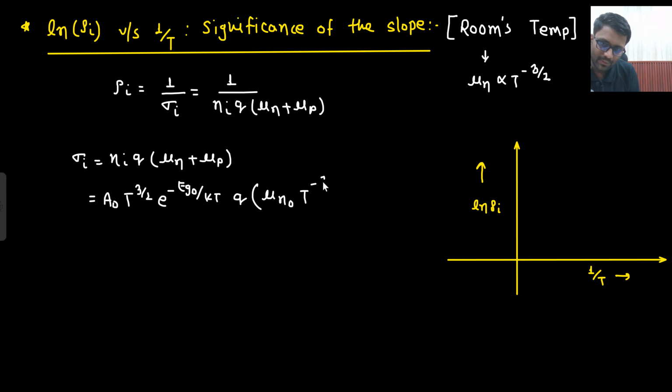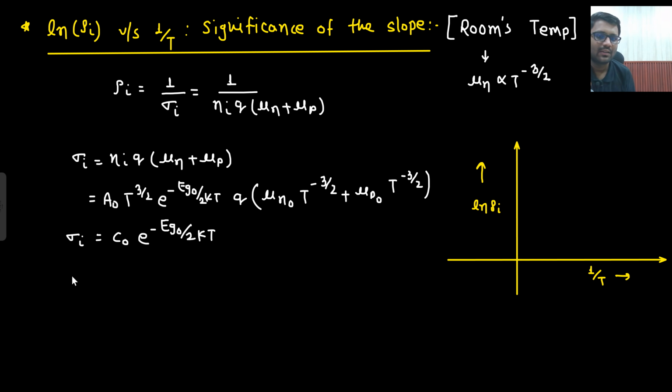So mu n naught T to the power minus 3 by 2 plus mu p naught T to the power minus 3 by 2. T to the power minus 3 by 2 will come outside, and mu n naught, mu p naught are constants. So what are you left with? Some constant c naught, e to the power minus q is also a constant, mu n naught, mu p naught, a naught are also constants, and T to the power 3 by 2 and T to the power minus 3 by 2 get cancelled. So you are left with only some constant and e to the power minus Eg naught divided by 2kT. This is your sigma I.